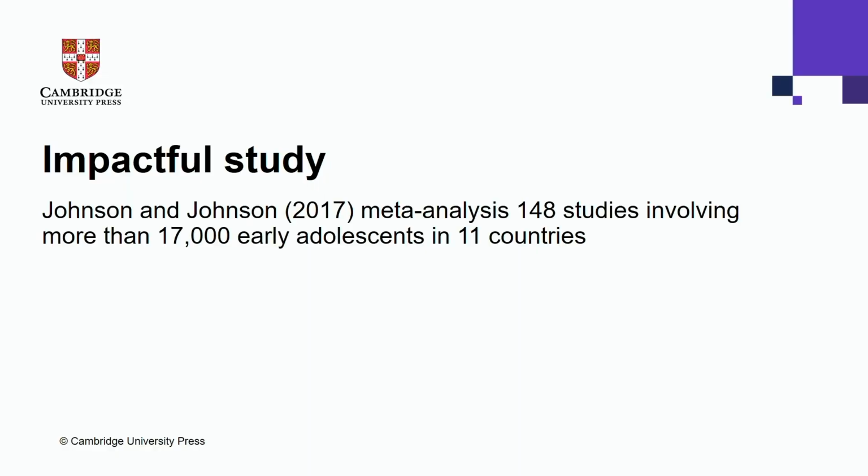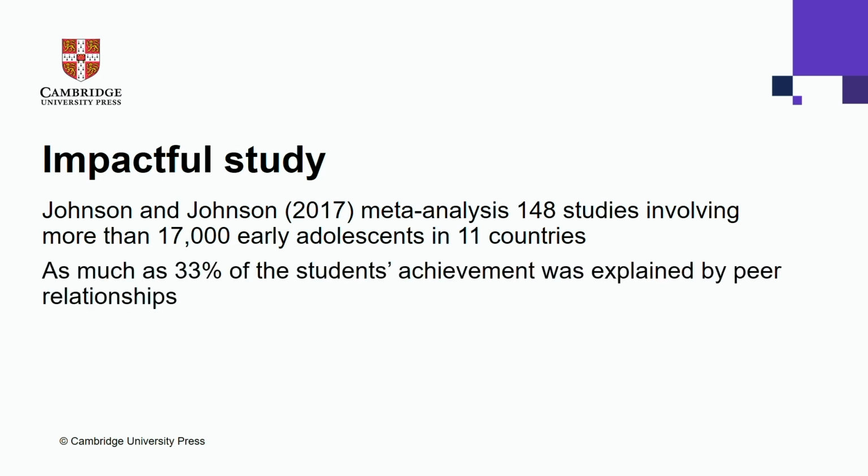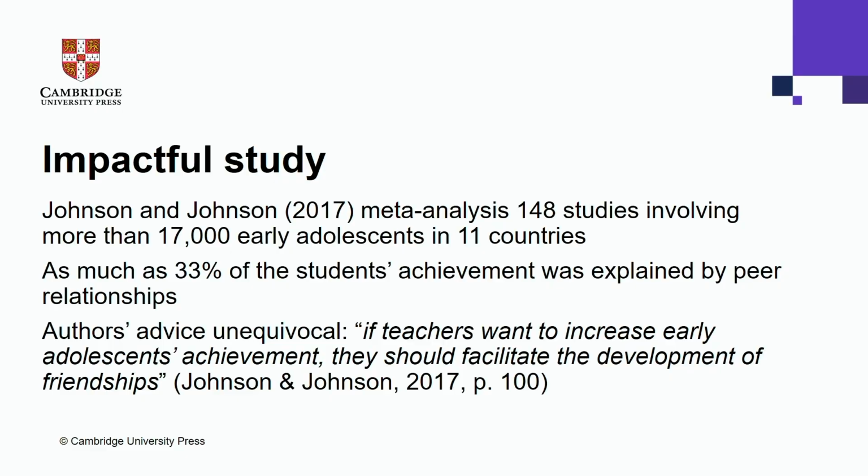A really interesting study looked at a meta-analysis, so it's got 17,000 early adolescents, that 33%, now that, if you're aware of achievement studies, that's a massive amount. 33% of the student achievement was explained by peer relationships, the relationships that they had with their peers in their class. And their advice was unequivocal. If teachers want to increase early adolescence achievement, they should facilitate the development of friendships in the classroom.